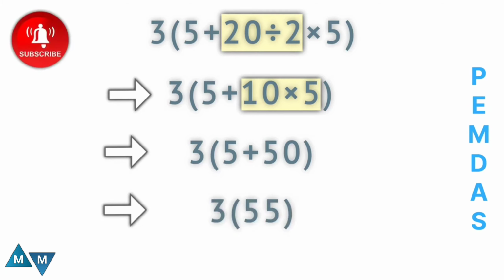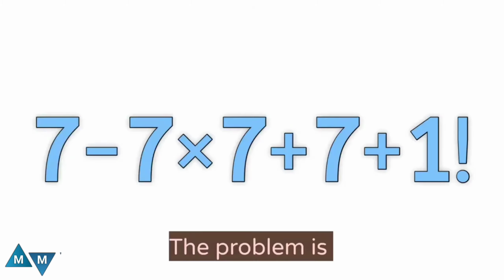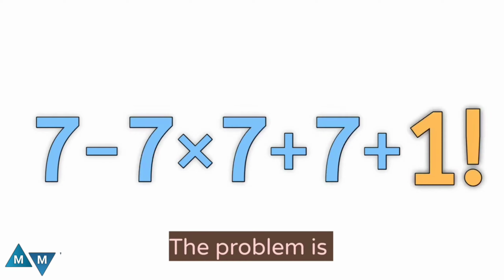Now finally, we're done with everything inside the parentheses. So now we can start thinking about the numbers outside of the parentheses. So 3 next to this parenthesis. Here this is actually multiplication, and that's all we have to do. 3 times 55. The next challenge is 7 minus 7 times 7 plus 7 plus 1 factorial.